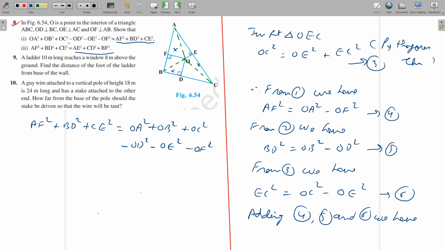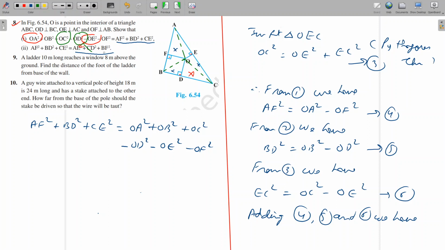So from the figure, AE square is equal to OA square minus OE square. So we have here this OA square and this minus OE square. Together it will give us AE square. Then how can we obtain CD square? CD square can be obtained by OC square. See in the figure in this triangle, OC square minus OD square will give us CD square. So this is our OC square and this is our OD square. Together it will give us CD square.